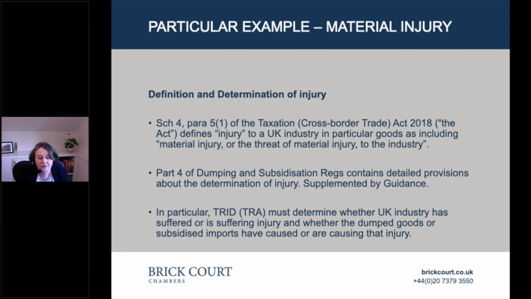The TRID obviously looks at the fact of injury and also at causation. I don't think, but I'll be corrected, that there's in fact a definition of material, although there are references to where impacts are negligible at various places, including market shares. And it may be that what's intended by material is impacts which are non-negligible. On to the next slide, please.